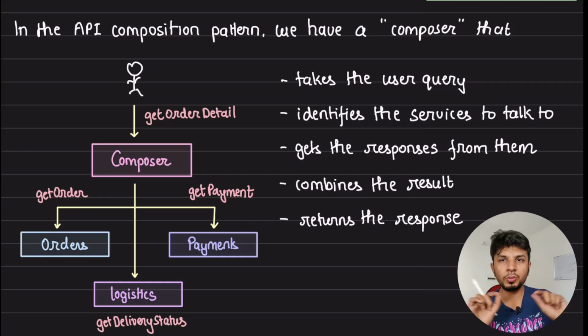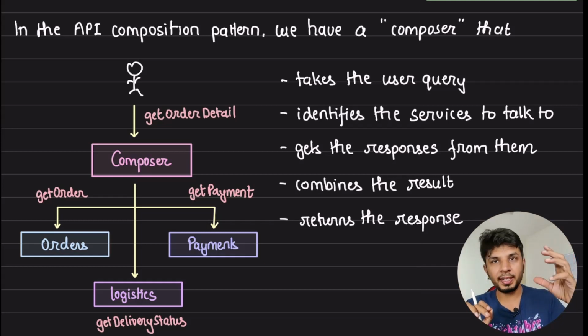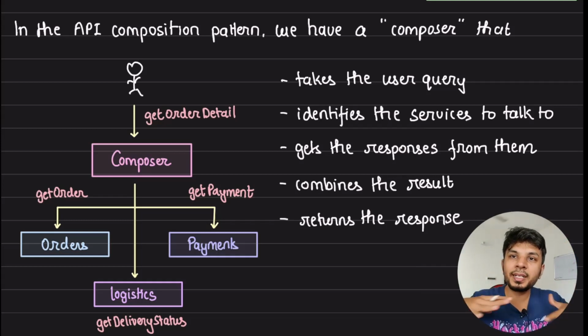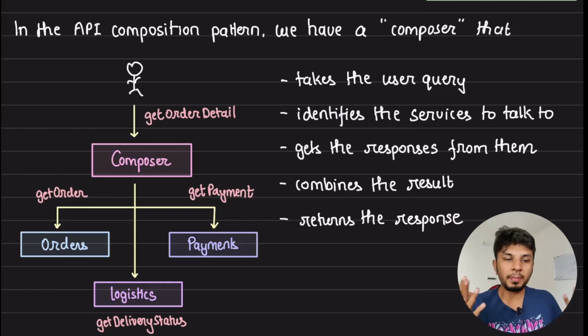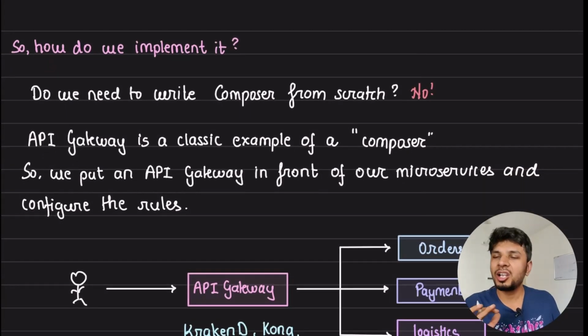This is super simple, super straightforward, but this is exactly what API composition is all about. Placing a middleman in your architecture to hide the complexities of the underlying systems is what this particular pattern solves for us. And obviously, do we have to implement this from scratch?